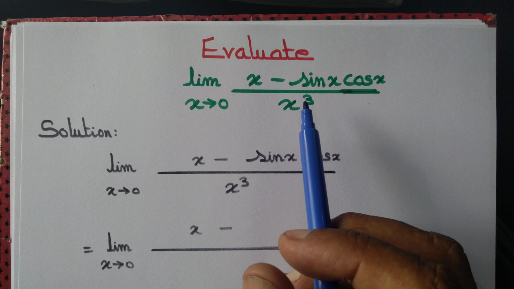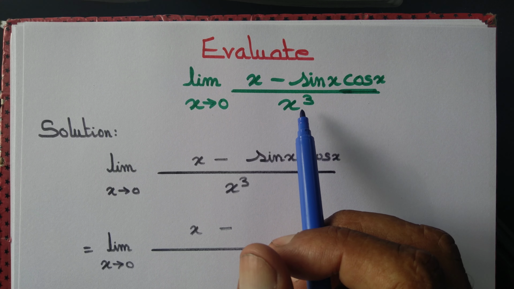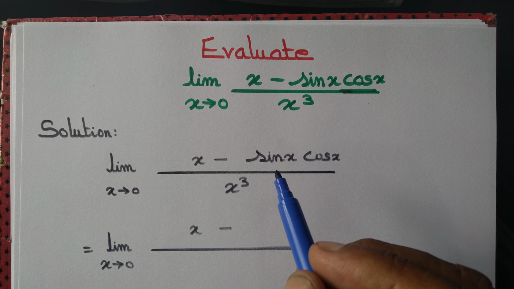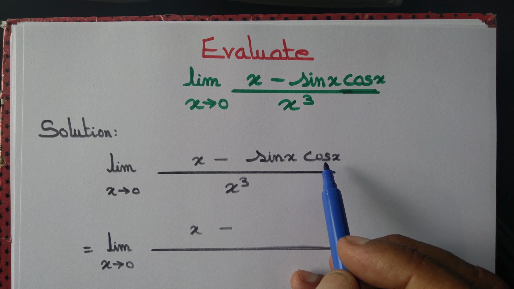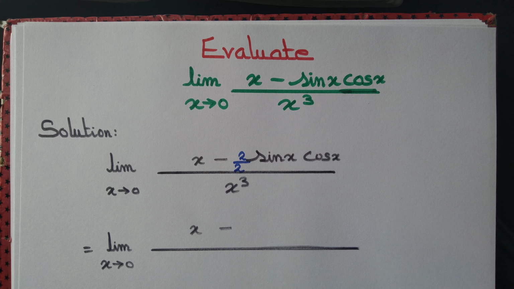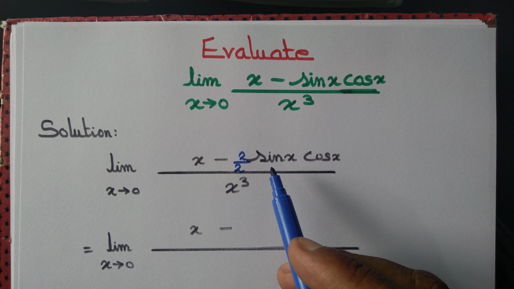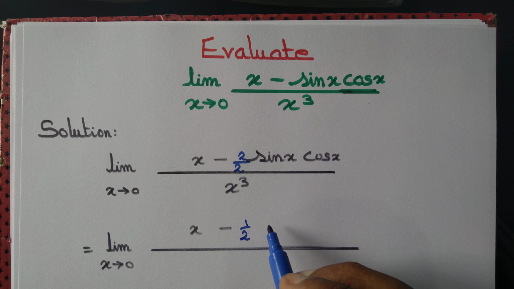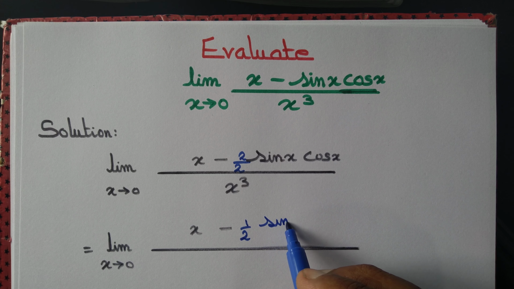Let's evaluate the limit as x tends to 0 of (x minus sin x cos x) divided by x cubed. We'll be applying L'Hopital's rule, and we write sin x cos x as 2 times sin x cos x by 2. The advantage is that I can write this expression simply as sin 2x, and it will be easier to differentiate. So we can write this as half of sin 2x.